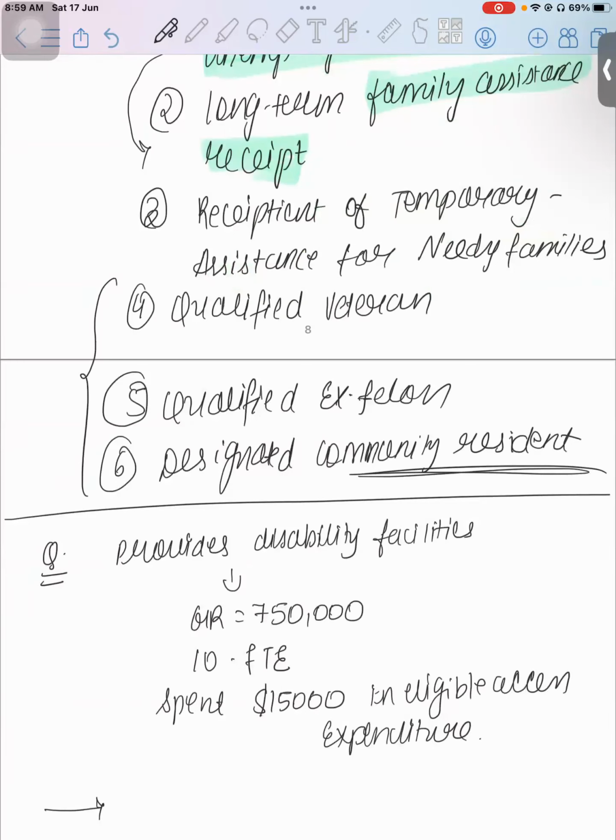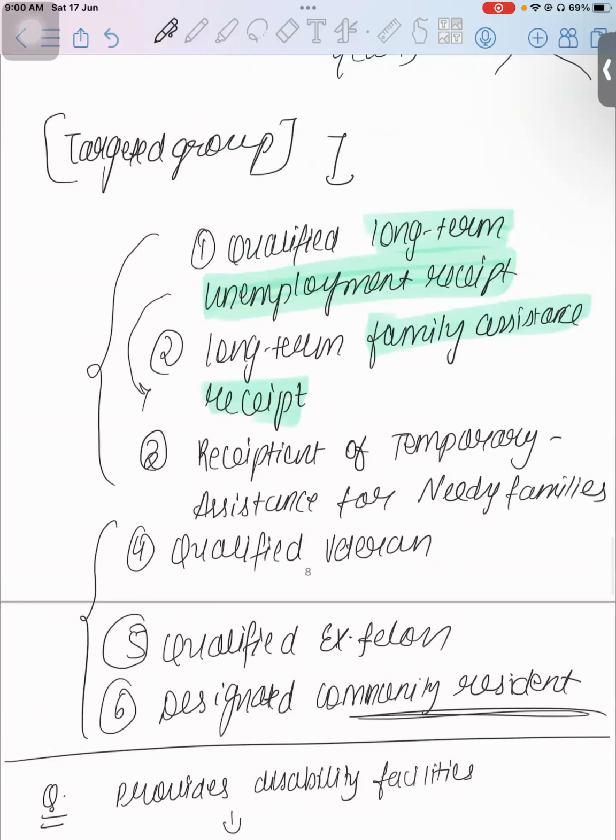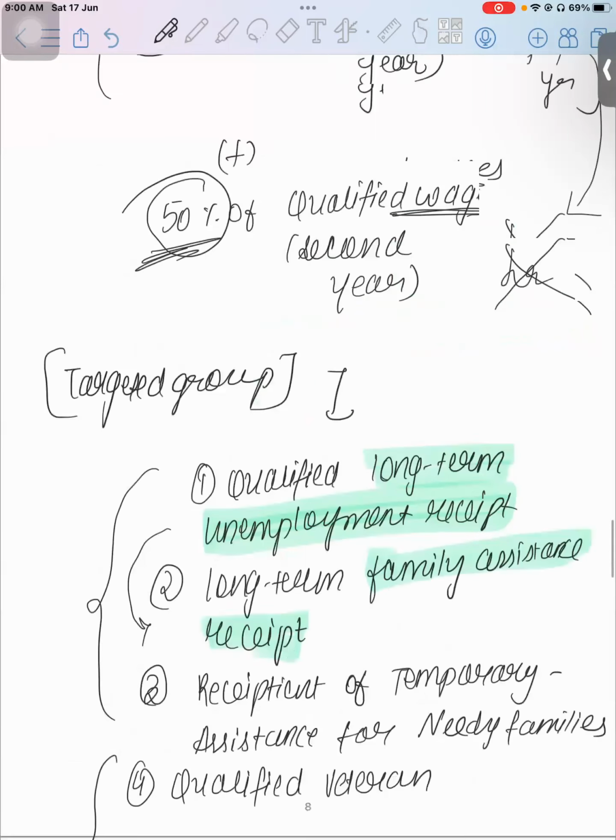So these three people, if you fall under any of these categories, or maybe you're receiving any amount for unemployment or for family assistance or for any needy families, you're receiving any temporary amount, then you will be considered as a targeted group. Means what? Simply, if you're unemployed, if you're not getting any job, and your day-to-day earnings are nothing but from these three things, in that case, you will be considered as a targeted group.